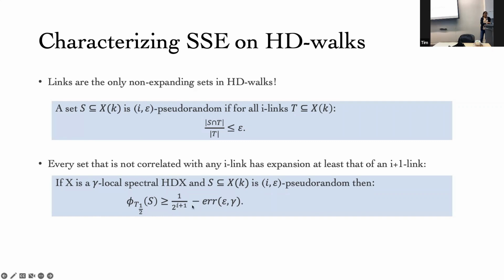Yeah, so this 1 by 2 to the i plus 1 pops up in many places. If you take the expansion of a half noisy hypercube or a half noisy Johnson graph, then it's 1 by 2 to the i plus 1. But now we get it for all sets that are pseudo-random. So we don't get it for all sets.